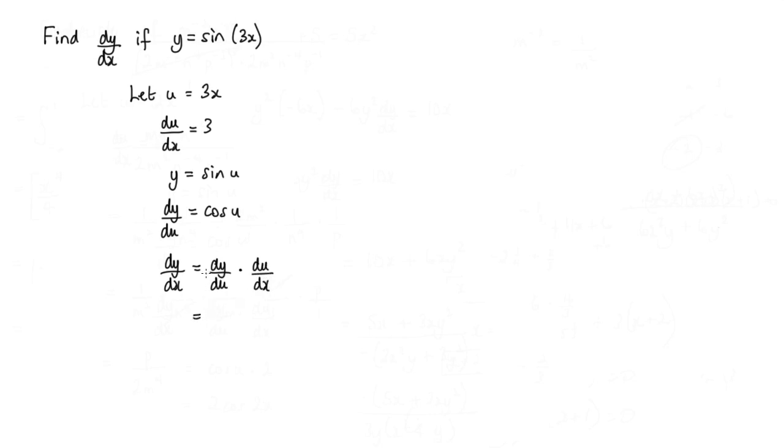And dy by du, well that's cos u. And that's multiplied by du by dx, which is 3. Let me just rewrite that as 3 cos u. And the final thing is to substitute back in for u, which is 3x, to give a final answer of 3 cos 3x.